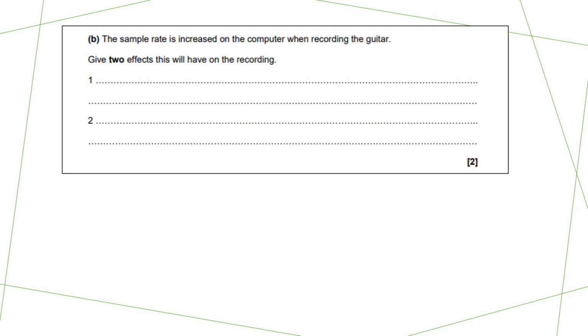Linked to the same question, this says the sample rate is increased on the computer when recording the guitar. Give 2 effects this will have on the recording. So if you increase the sample rate when recording the music, what 2 effects will this have on the recording? It just says give, so we do not need to put a detailed explanation.